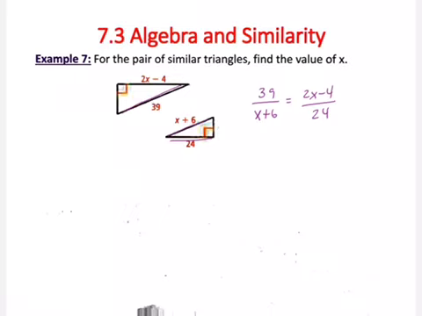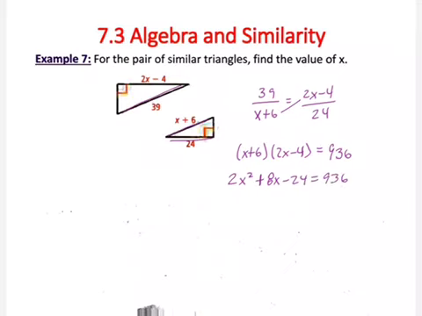So here we're going to want to cross multiply, and when we do that, it's going to end up giving us a polynomial, because you're going to take x plus 6 times 2x minus 4 equals 39 times 24, which would be 936. So at this point, we're going to go ahead and FOIL the two binomials we've created here. Remember, FOIL's first, inside, outside, last. So when we FOIL this, we get 2x squared plus 8x minus 24 equals 936.